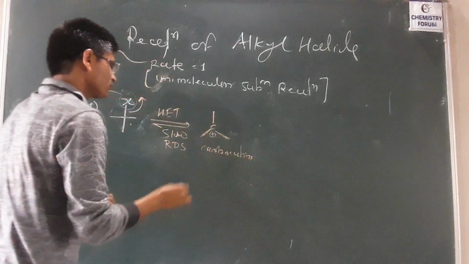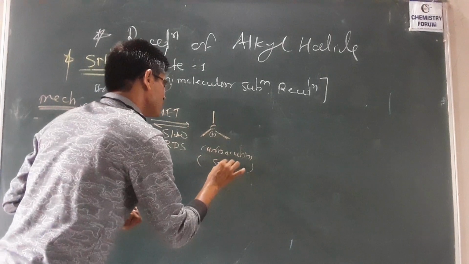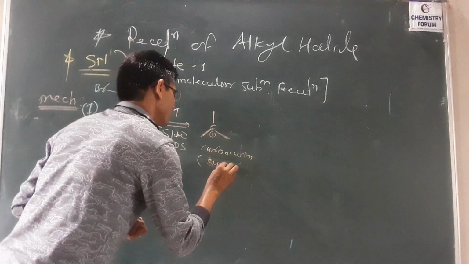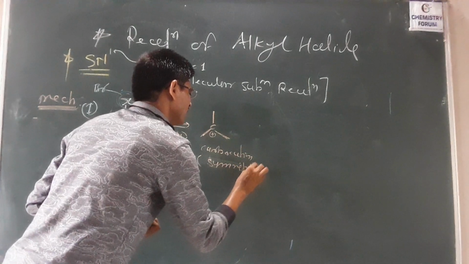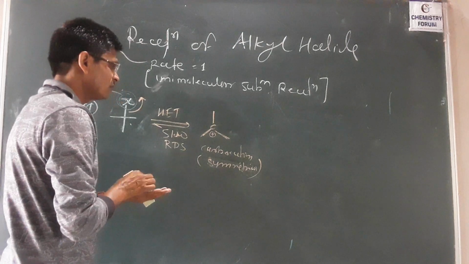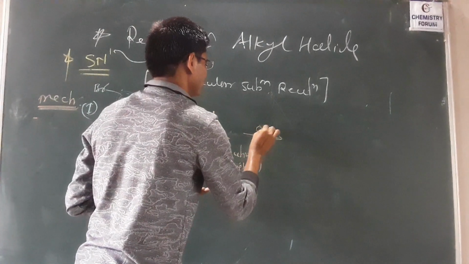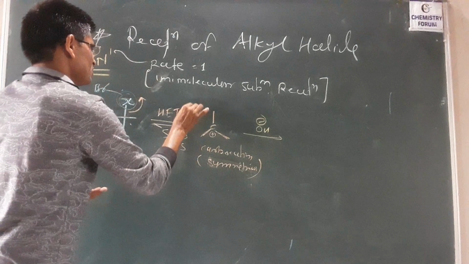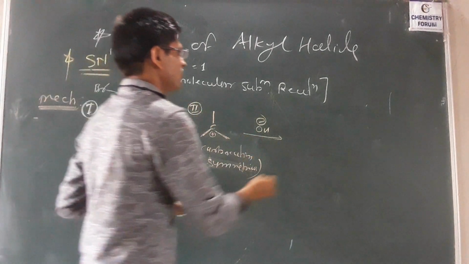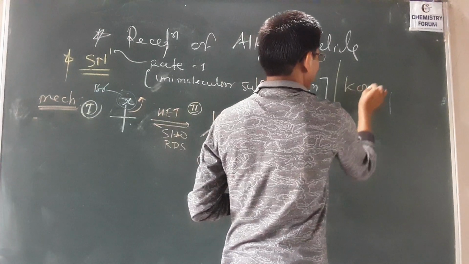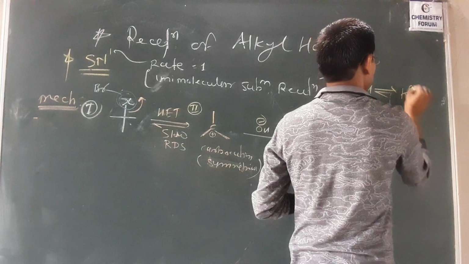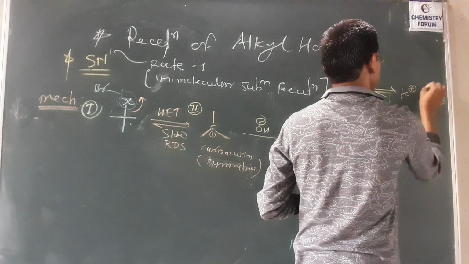This carbocation is a symmetrical carbocation. In the second step, we have the nucleophile OH. The OH comes from the KOH, which dissociates to form K positive and OH negative.